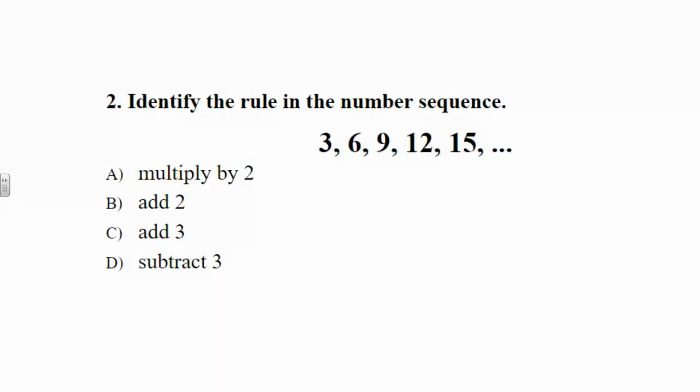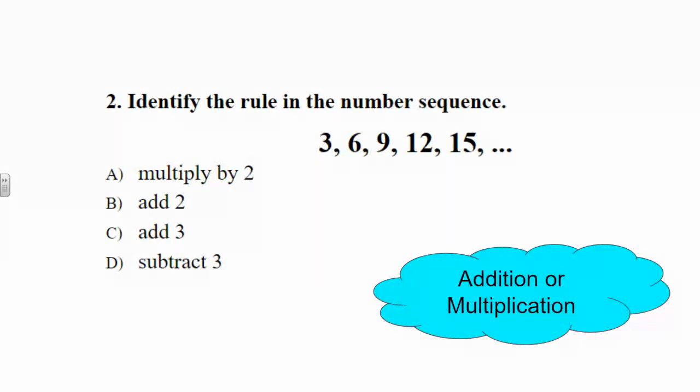Let's look at another one. Identifying the rule in this number sequence, starting at 3. 3 is my first term in the sequence. I can see the numbers are getting bigger. They are increasing, which means it's either going to be addition or multiplication, which means right away I can eliminate D. Can't be subtraction. So I'm going to look. Okay, let's try multiplication because I know that 3 times 2 is 6. And at first glance, I might be like, ooh, the answer's A, total winner. But again, the rule has to repeat 3 times in order for it to be officially the rule.